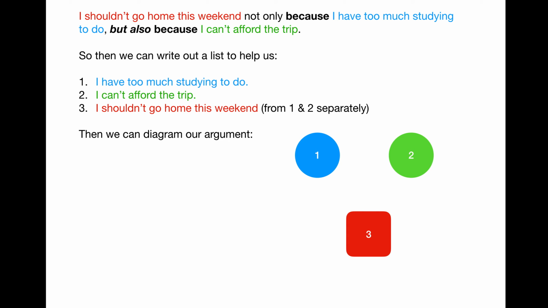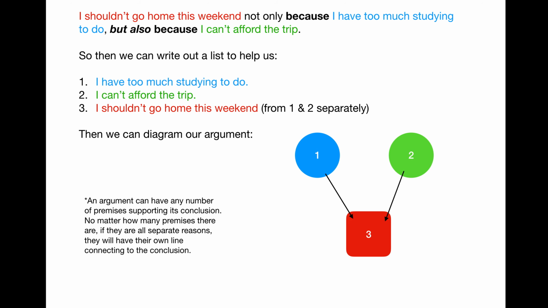So then how do they connect? 1, I have too much studying to do, goes right to the conclusion. That's a reason why I shouldn't go home. And 2, I can't afford the trip, goes right to the conclusion. That's why I shouldn't go home. So an argument can have as many premises supporting its conclusion as it needs. But if each one is separate, we could have 5 little circles there and they could each have an arrow pointing to our conclusion if each one of those was a reason to not go home on its own.